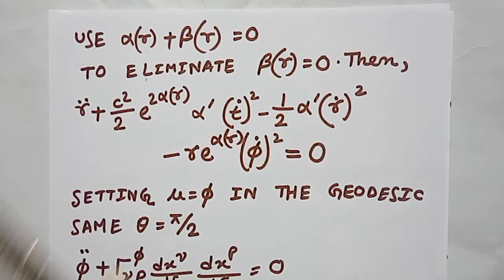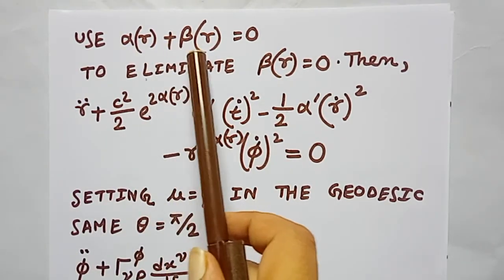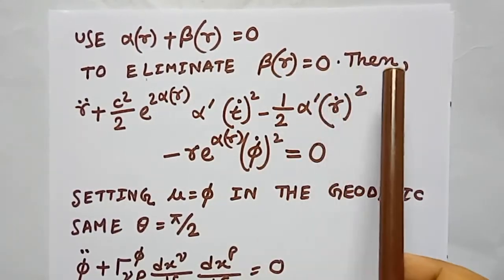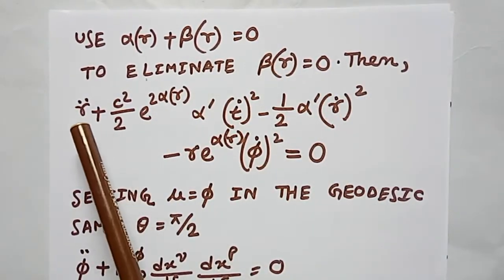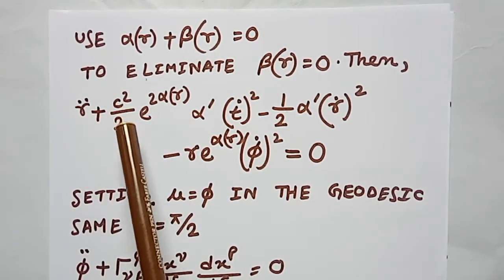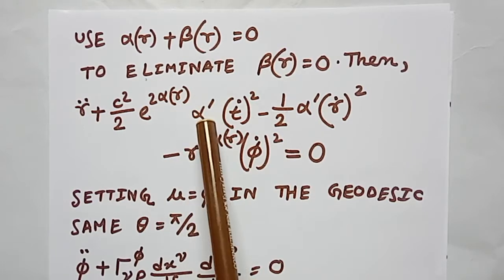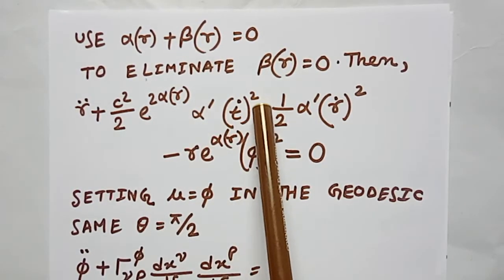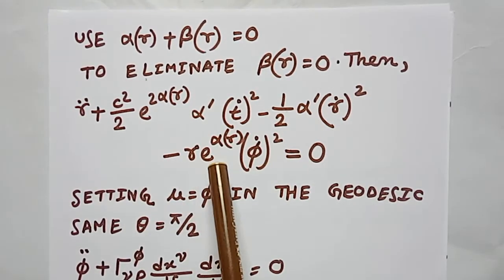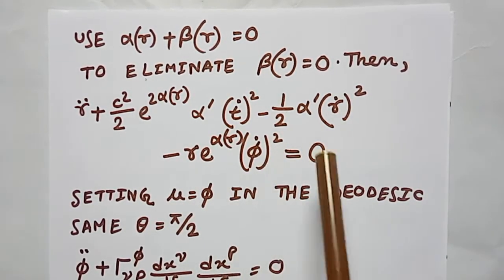Now use alpha of r plus beta of r equal to 0 to eliminate beta of r. Then we have the whole equation in terms of alpha: r double dot equals c squared divided by 2, e to the power 2 alpha, alpha prime t dot whole squared, minus alpha prime r dot whole squared, minus r e to the power alpha of r phi dot whole squared, equal to 0.